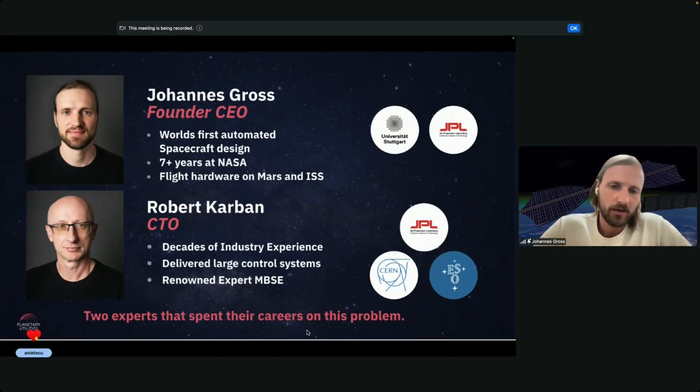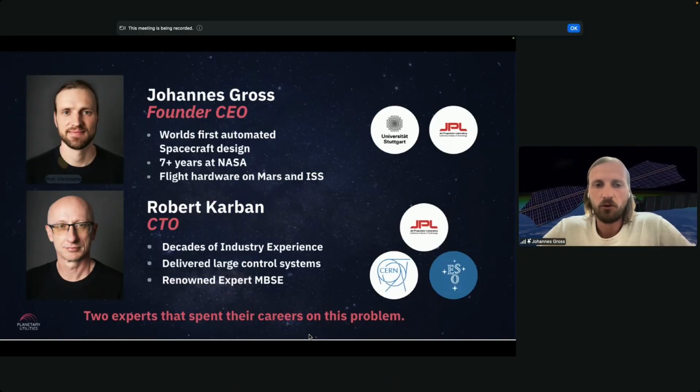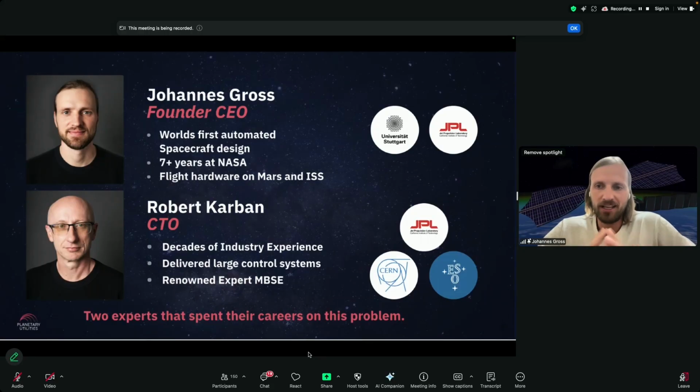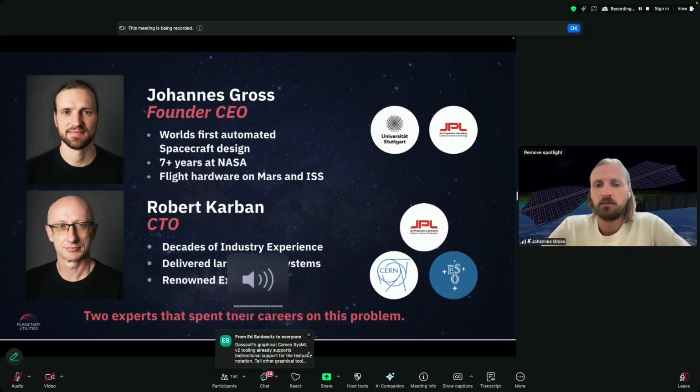Robert Carbon was one of the early adopters of MBSE with his work at European Southern Observatory. Then we worked alongside each other at JPL for almost 10 years. JPL was one of the places that really got into MBSE early and went all in on it on a broad basis, and had a lot of learning experiences, to put it mildly, during the last 10, 15 years. That's the background.